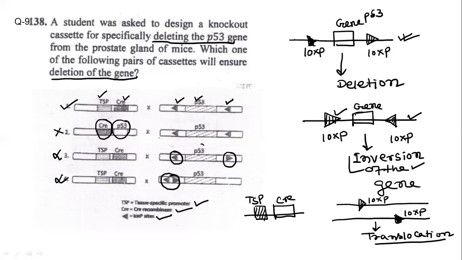The gene should be placed in between, and Cre recombinase is also necessary, placed under the tissue specific promoter. That's why option 1 is the correct answer. Now we'll see the next question.